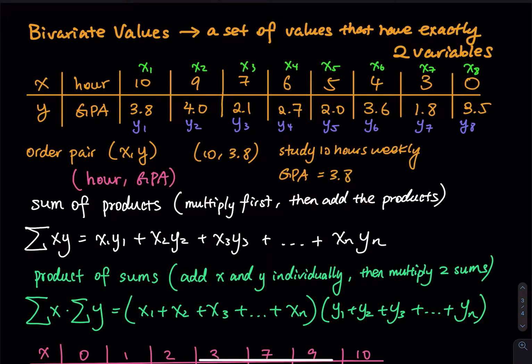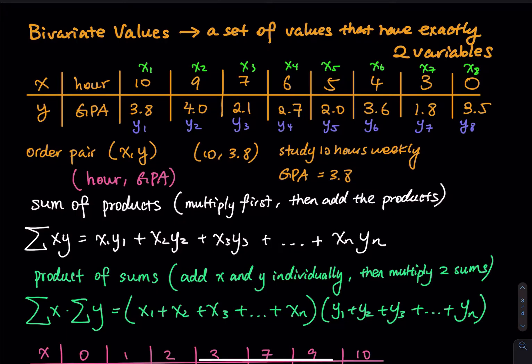Bivariate values is a set of values that have exactly two variables. So I have an example of bivariate values for you. You can treat this as a data set. So I have two variables. X represents the number of hours a student studies weekly, and Y represents GPA.